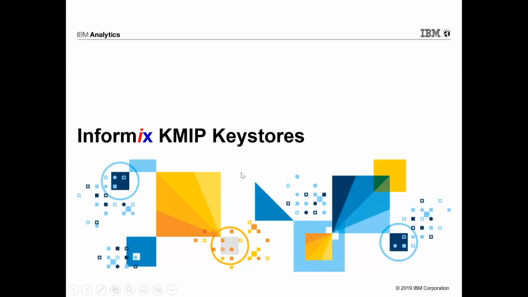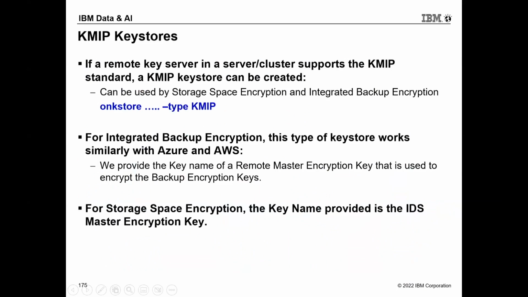Keymip keystores. If a remote key server in a cluster or server supports the Keymip standard, a keystore based on Keymip can be created. It can be used in storage space encryption and integrated backup encryption onkeystore options, type Keymip. For integrated backup encryption, this kind of keystore works similarly with Azure and AWS as well. For storage space encryption, the key name provided is the IDS master encryption key.